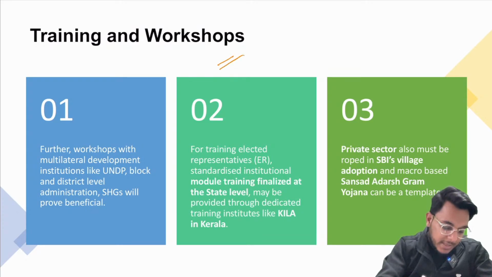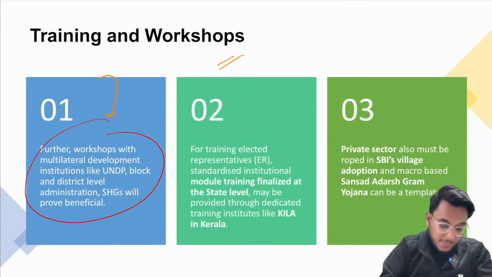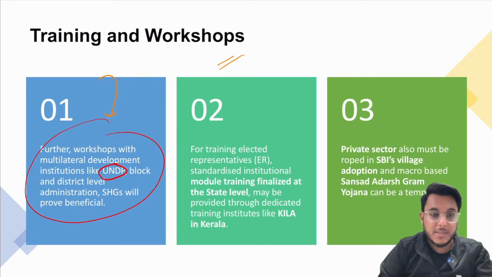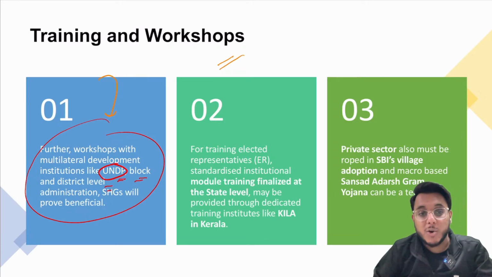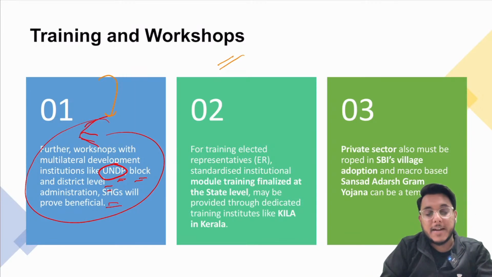The next thing that comes here is that we also need to establish workshops with multilateral institutions. For example, the United Nations Development Programme, the UNDP, with block and district level officials and self-help groups. Workshops need to be carried out for the panchayats so that they can learn the best practices.